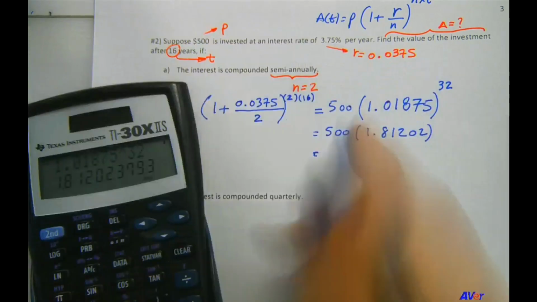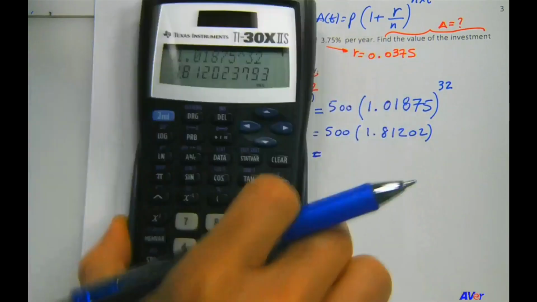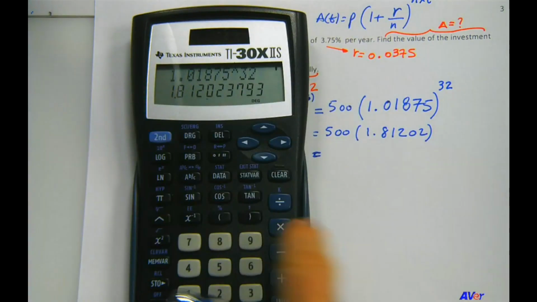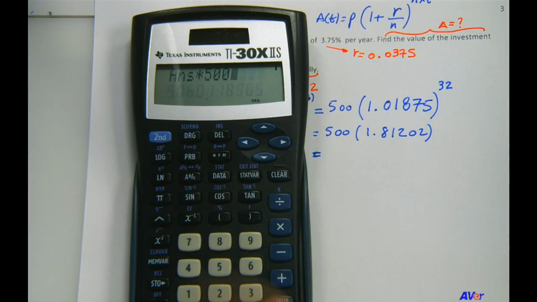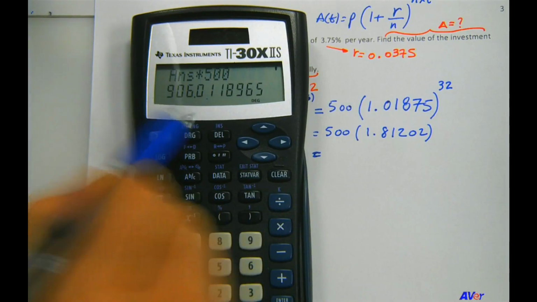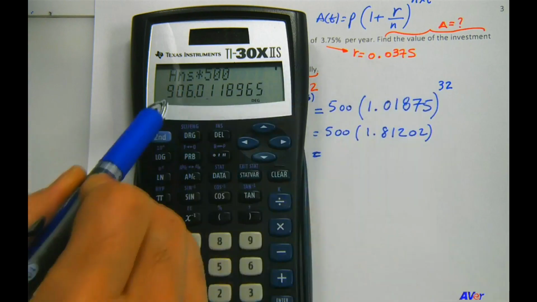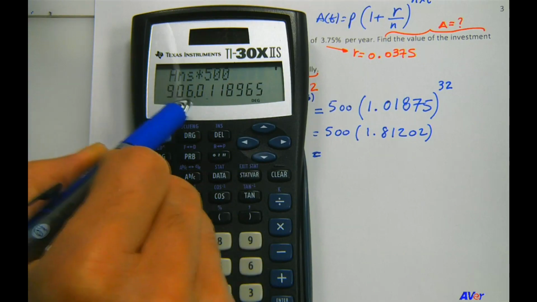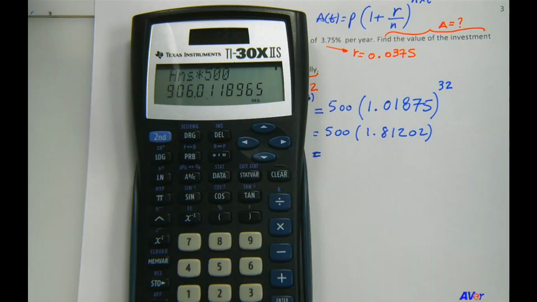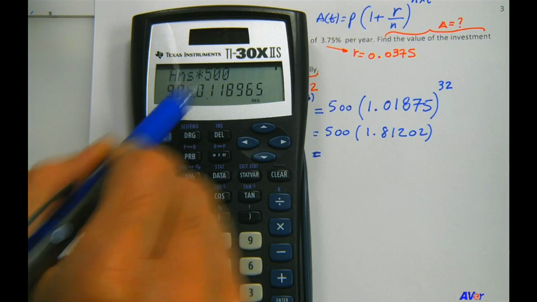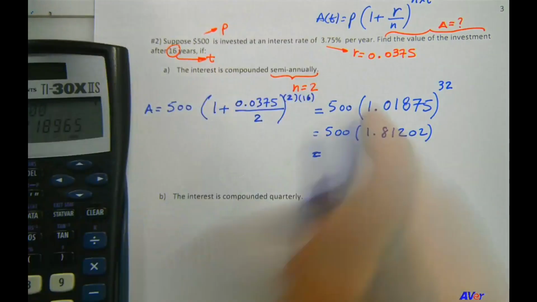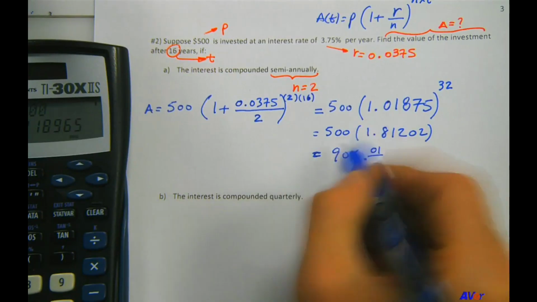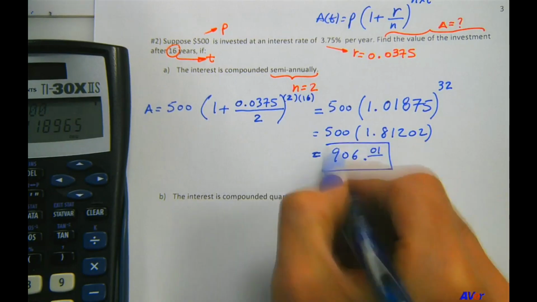Now I'm ready to multiply by 500. In my calculator, since the number is already there with all the digits included, I don't mind that either. I'm just going to multiply that by 500, and I'll get, because this is talking about dollars and cents, my final answer. So I can round that to 2 decimal places because it's talking about money. So $906.01.